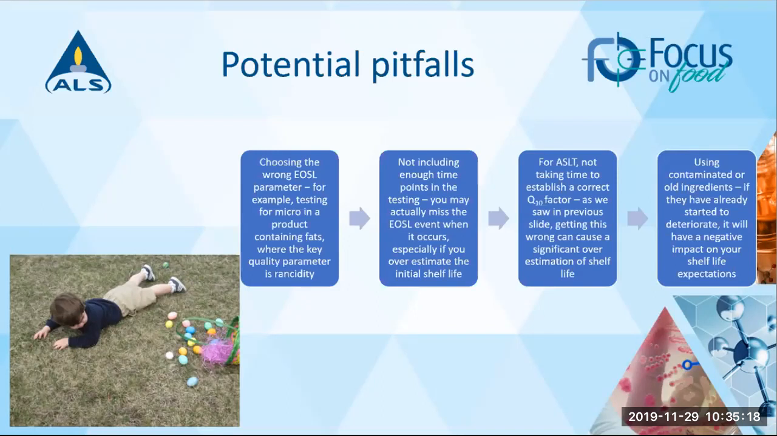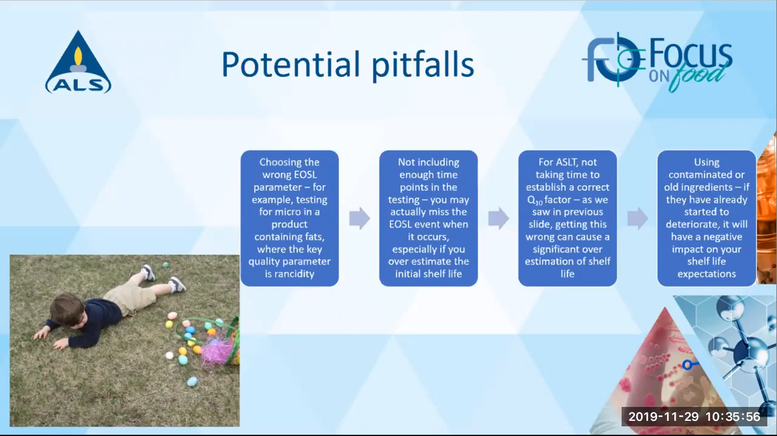This can be the case in products with a high fat content, for example, where rancidity may become apparent before microbial spoilage. Secondly, obviously in an effort to cut costs, not enough time points may be included in the study, and this could result in the end of shelf life event itself actually being missed when it occurs. For accelerated trials, as we saw in the worked example, applying generic and not product-specific factors to the product could result in an over or underestimation of the shelf life.